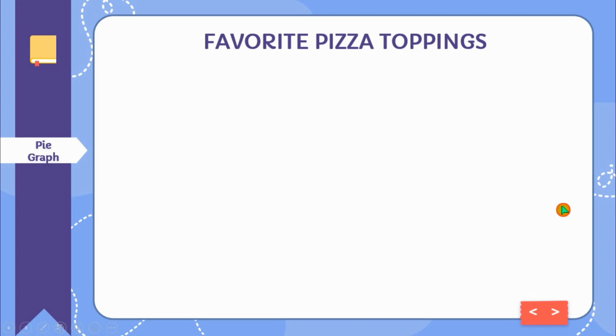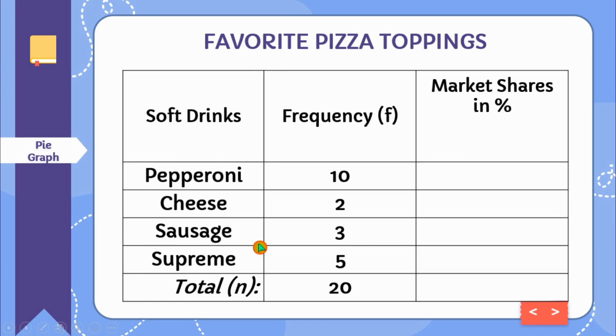Okay, so let's have the following. The favorite pizza toppings. Here's my data. The frequency, meaning frequency, eto yung dami ng tao ha. Among all the 20, yung total nito, among all the 20 people surveyed, 10 of them like pepperoni as their favorite pizza toppings. 2 like cheese, 3 like sausage, and 5 like supreme.